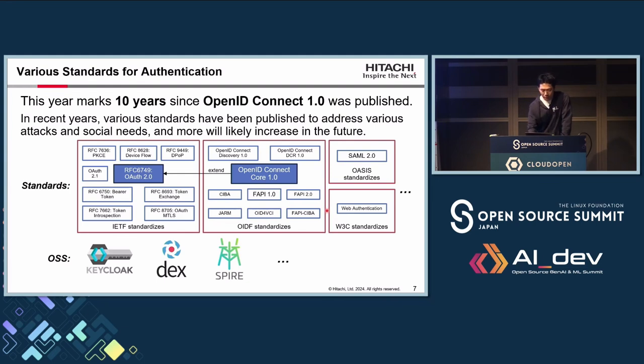Here, I only pick out user authentication, but in cloud-native environments, workload authentication is also an important consideration. As you can see, it is a little difficult just to catch up on authentication standards. Representative OSS in the authentication field includes Keycloak, Dex, Spire, and so on.